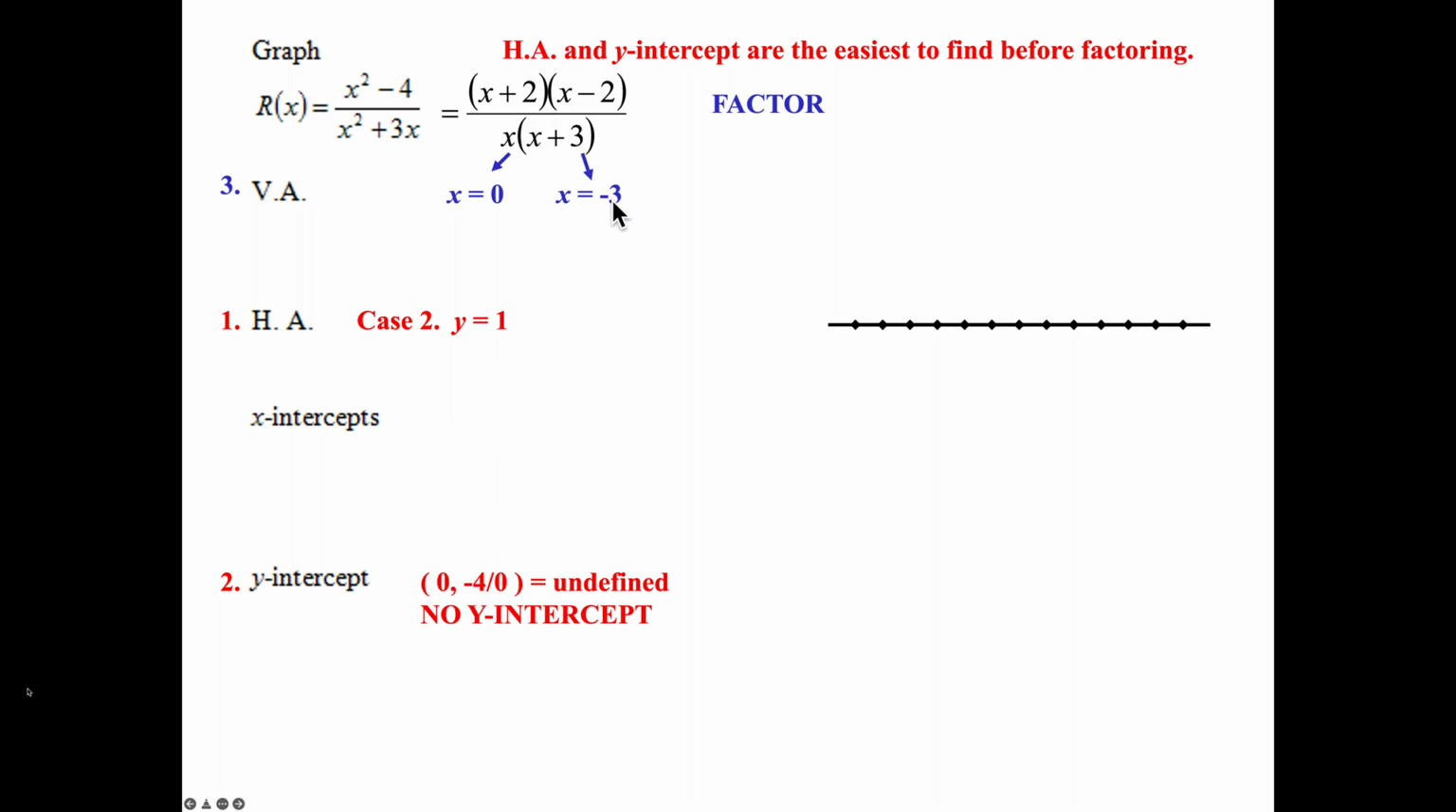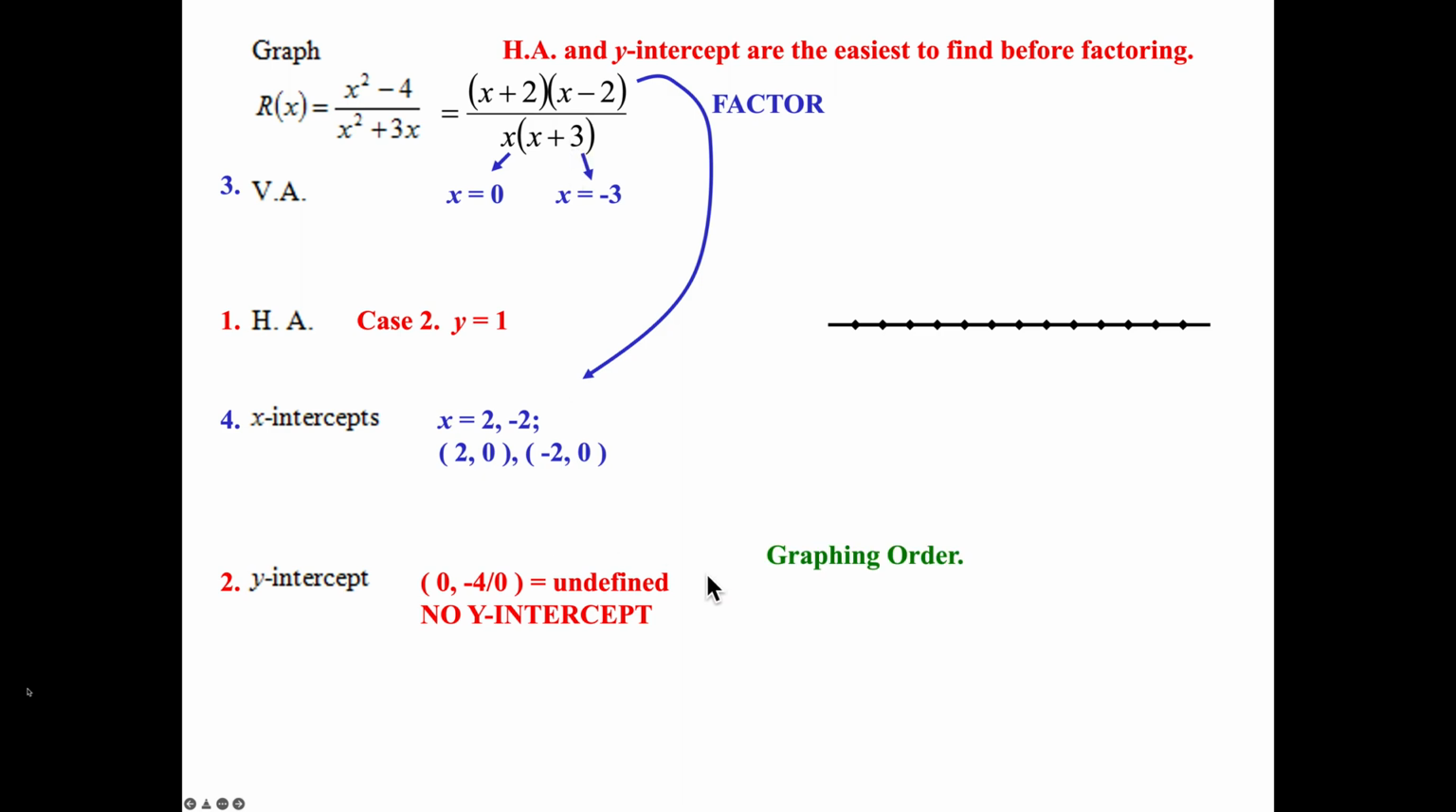X plus 3 is equal to 0 means x equals -3. X plus 2, x minus 2 means we're going to have x-intercepts at (-2, 0) and (2, 0). So we found all our parts. Again, no hole because no factors are the same top and bottom. So time to graph again.